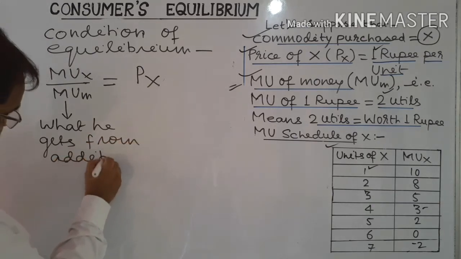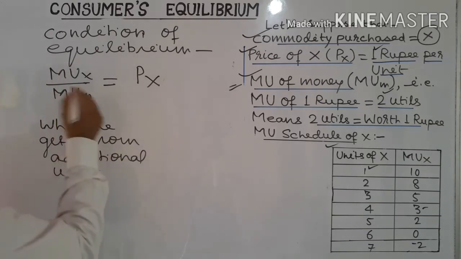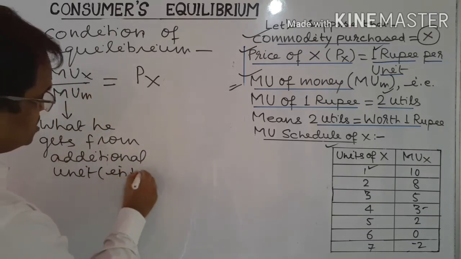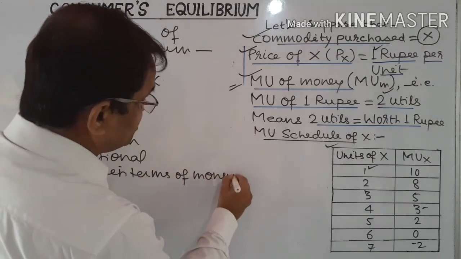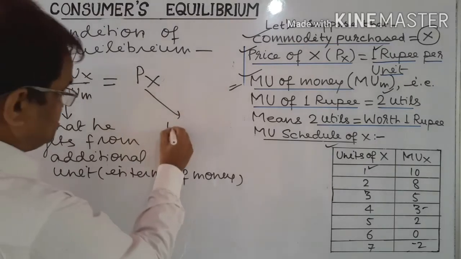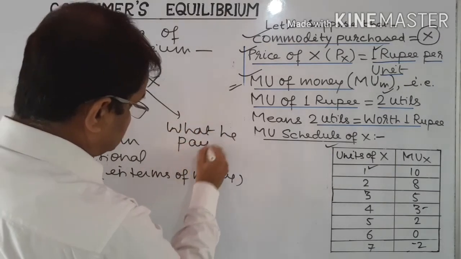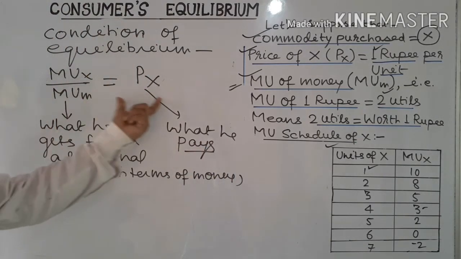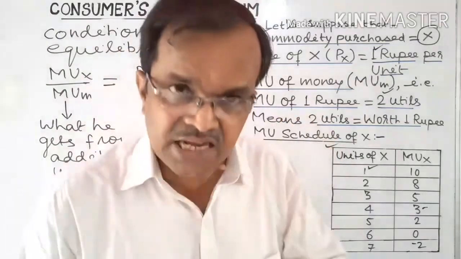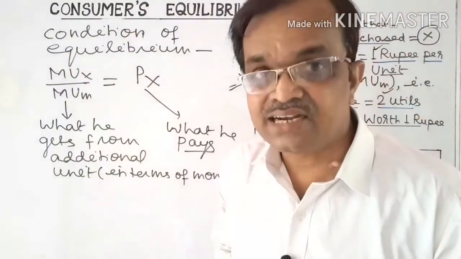If the consumer consumes even one extra unit, how much satisfaction does he get from that additional unit? That is expressed in terms of money, how much the consumer is getting, and this is the PX, means what he pays, the price paid for that particular unit of the commodity. If the two become equal at any point of consumption, then that is the point of equilibrium for that consumer.